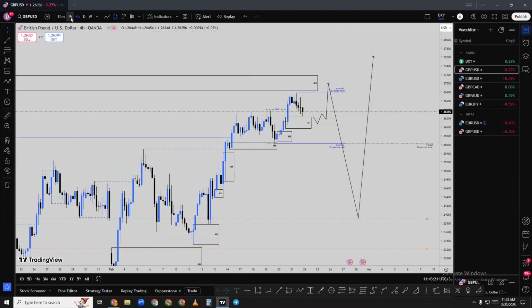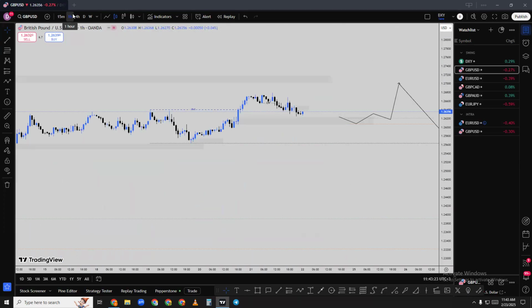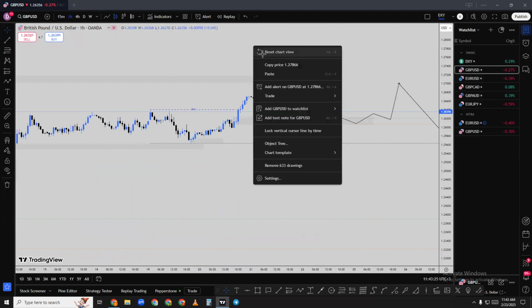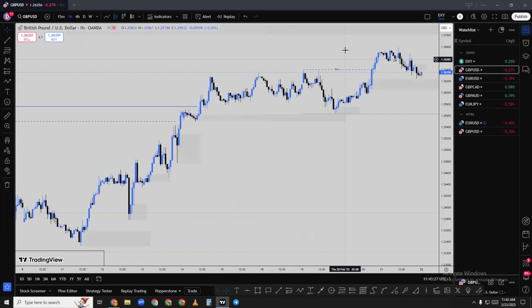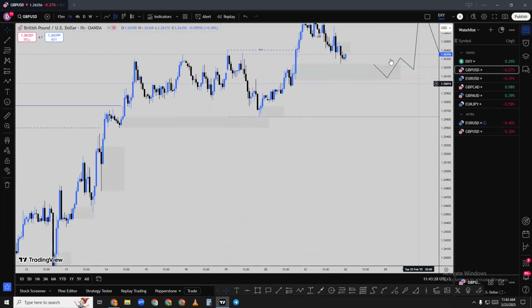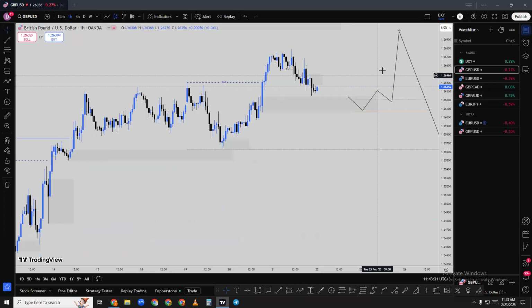That is my expectation. Now moving on to the 1 hour. Again, the 1 hour is just to present a more refined zone, and this is where I'm looking to buy the market from.